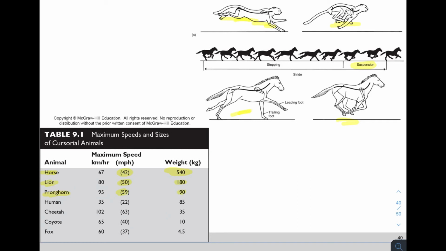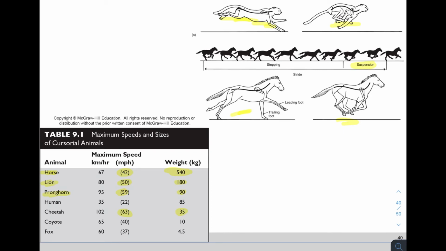Notice the cheetah, that's the fastest, at 63 miles per hour. Pretty incredible. And its weight being quite light. So the cheetah is a very lightly built cat, actually. And it needs to be lightly built because you cannot have a large mass and move fast. So we decrease the weight, we increase the speed this way.